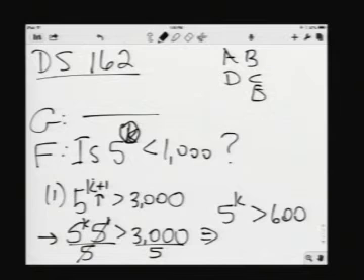Okay, so our question is asking, is 5 to the k less than 1,000? And we know 5 to the k is greater than 600, which means, yes, it could be less than 1,000, but no, it does not have to be less than 1,000. So therefore, we're insufficient. We have to eliminate choices A and D. Not enough information. It could be, doesn't have to be. We eliminate those two choices.